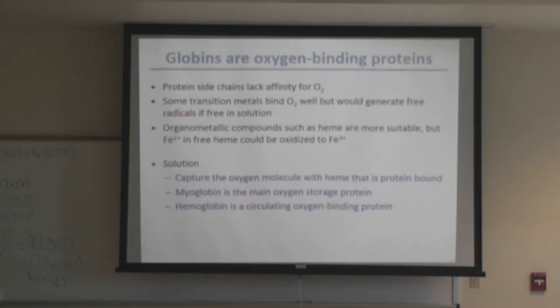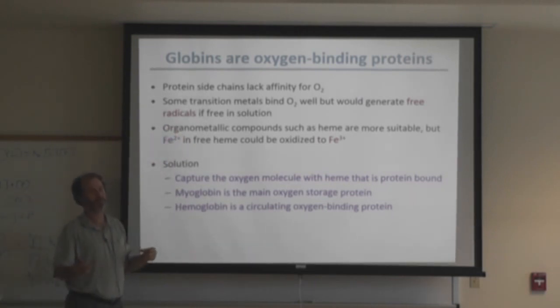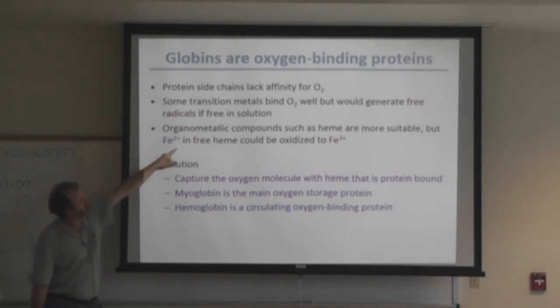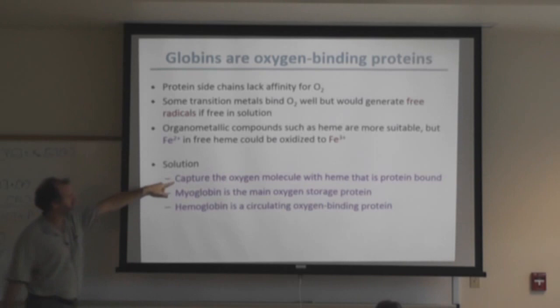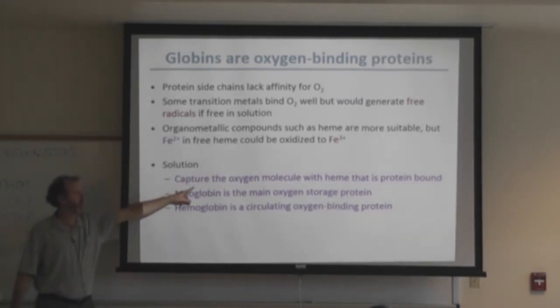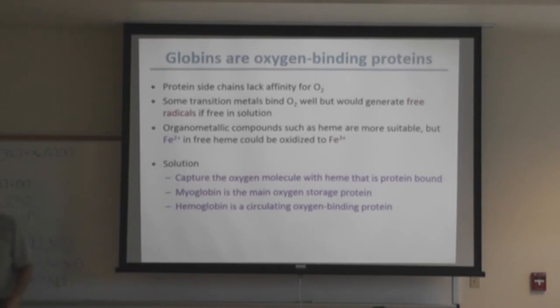So globins are oxygen binding proteins. Protein side chains lack an affinity for oxygen. Some transition metals bind oxygen well but would generate free radicals if they're free in solution. So you can't have free transition metals going through your bloodstream because they'll cause oxidative damage. Organometallic compounds such as heme are more suitable, but the Fe2+ in free heme could be oxidized to the ferric form. The solution is you capture the oxygen molecule with heme that is protein bound. Myoglobin is the main oxygen storage protein, and hemoglobin is the circulating oxygen binding protein.